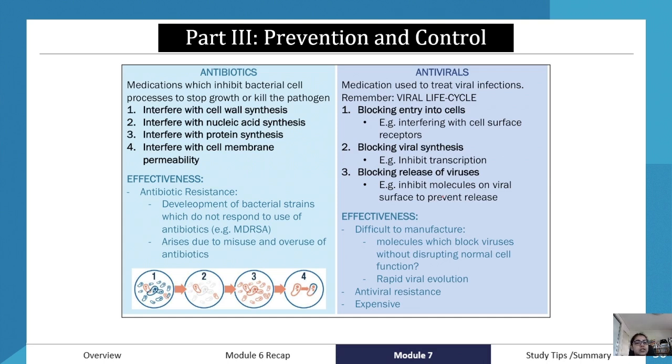Antivirals are medications used to treat viral infections. Remember, based on the viral life cycle, they block entry into the cell, they block viral synthesis by inhibiting transcription, and they block release of viruses. As for effectiveness, they are difficult to manufacture, as the molecules must block viruses without disrupting normal cell function. There is rapid viral evolution, there is of course antiviral resistance, and these are very expensive.